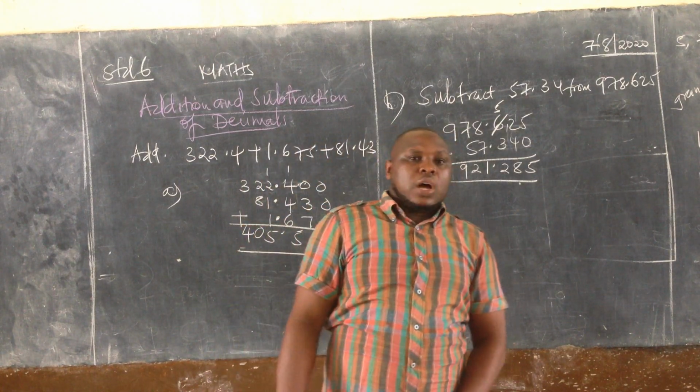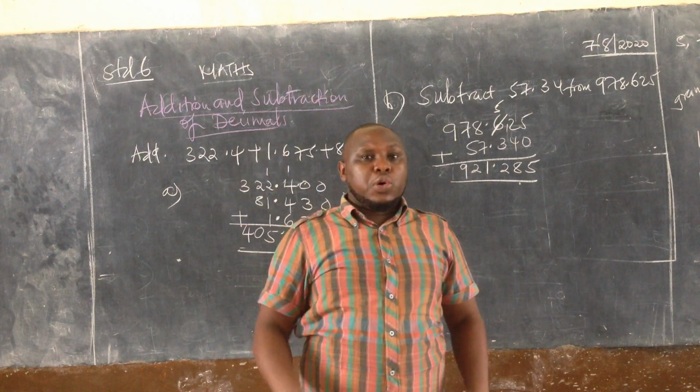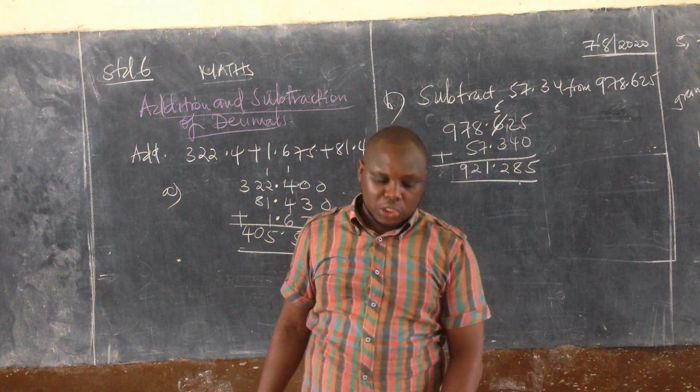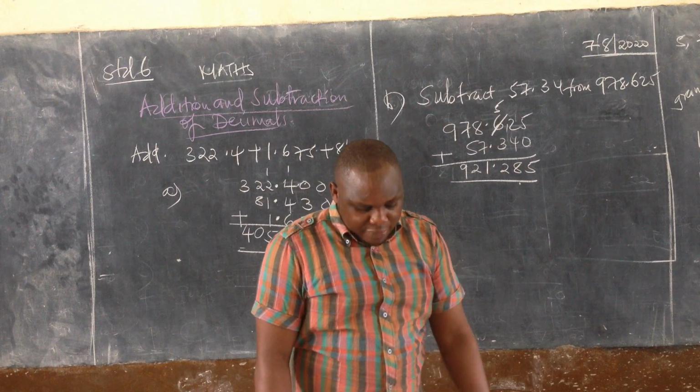921.285. So after learning the decimal, the digits according to their place value, learner, you cannot miss any question about addition and subtraction of numbers. Let me have another one, learner.